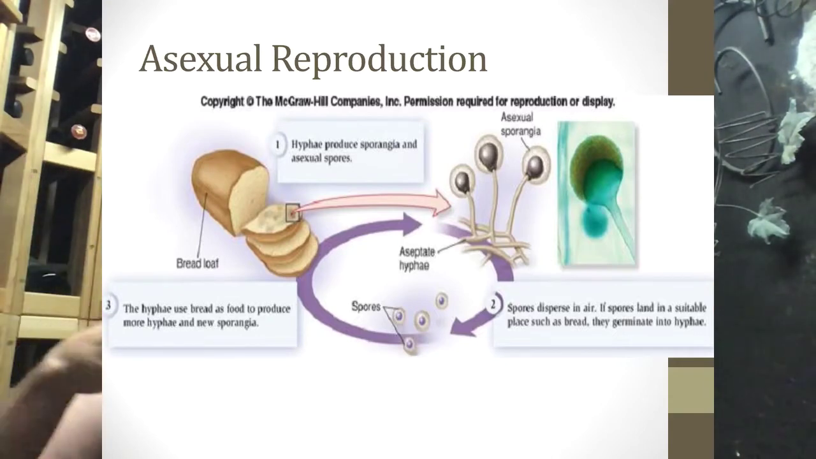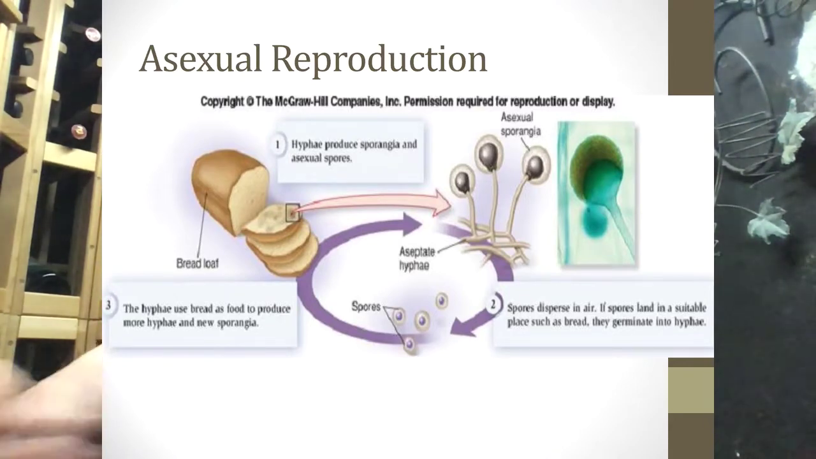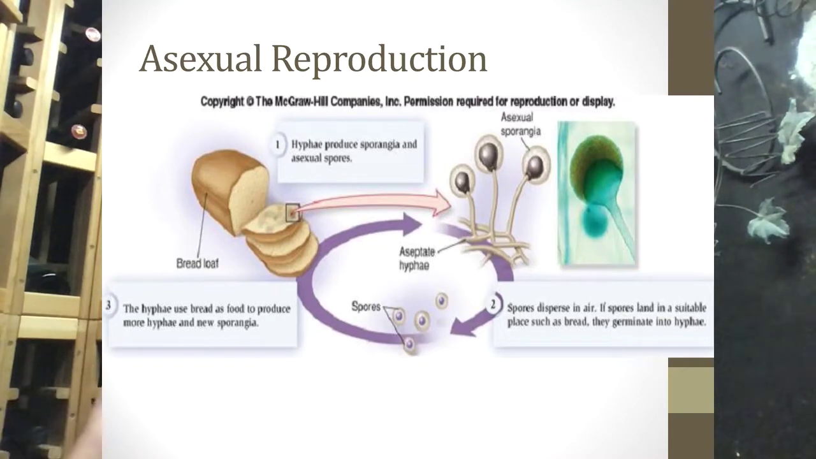Okay, then those sporangium will break open and the spores will just be dispersed into the air. Okay, and so wind currents can take them away into the air. And when they land on a suitable place, like in this case bread, they germinate into hyphae. So you may have spores on the surface of your counter and you don't even see them.